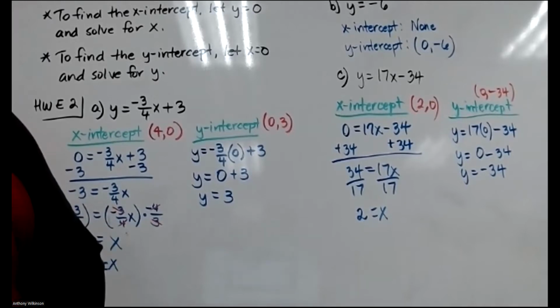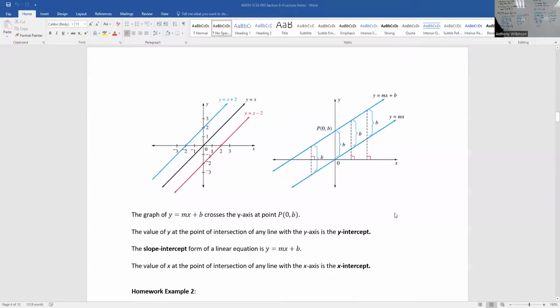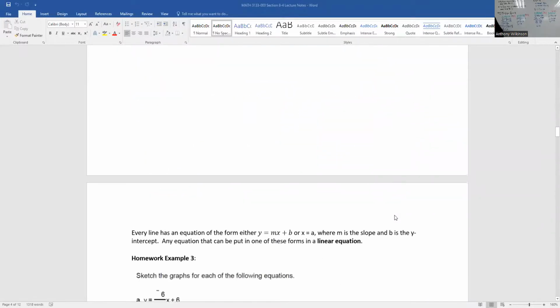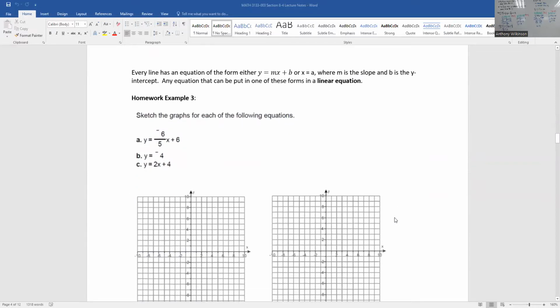So we will move on to the next thing. Every line has an equation of the form y equals mx plus b, or x is equal to some constant a. M is the slope and b is the y-intercept. And any equation that can be put in one of these forms is called a linear equation.